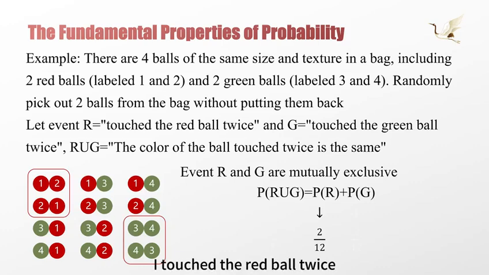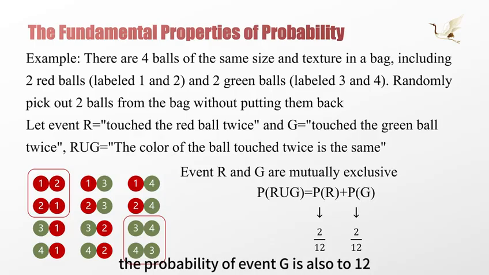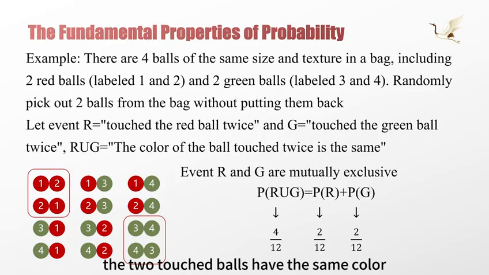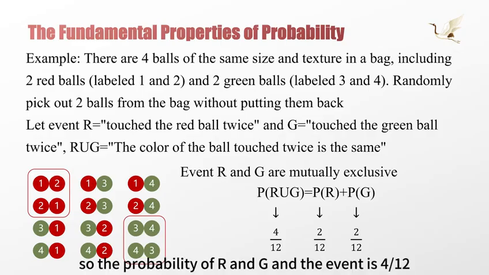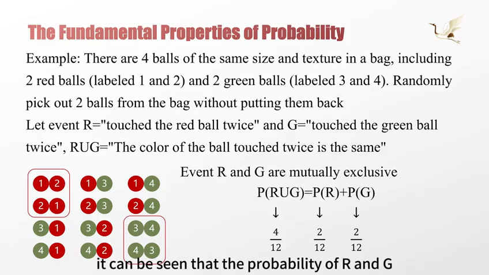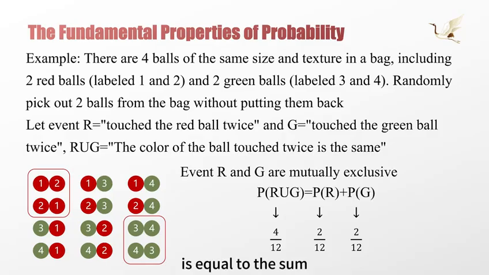Drawing the red ball twice contains 2 sample points, so the probability of event R is 2/12. The probability of event G is also 2/12, as drawing the green ball twice also contains 2 sample points. The 2 balls drawn having the same color contains 4 sample points, so the probability of the union of R and G is 4/12. It can be seen that the probability of the union of R and G is equal to the sum of the probabilities of these 2 events.